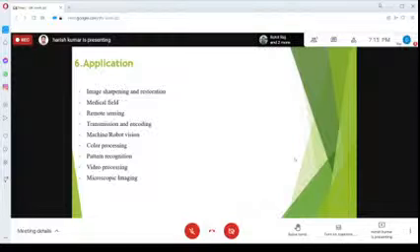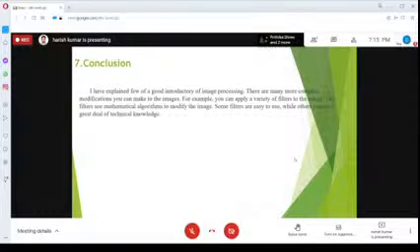So these are the applications that we are going to use of this image processing. The seventh one is conclusion. So I have explained a few good introductory points of image processing. There are many more complex modifications you can make to the images.